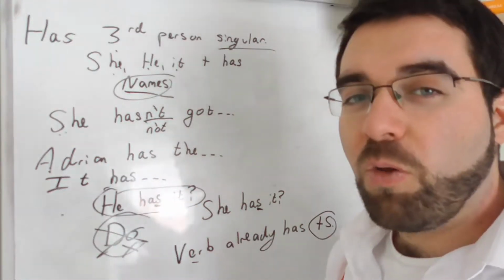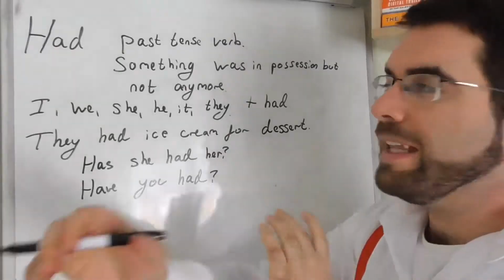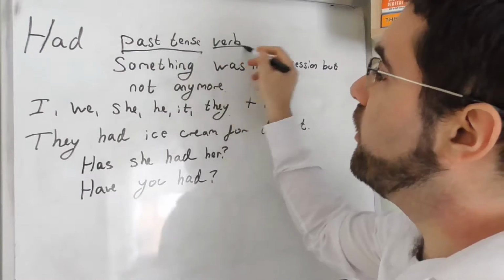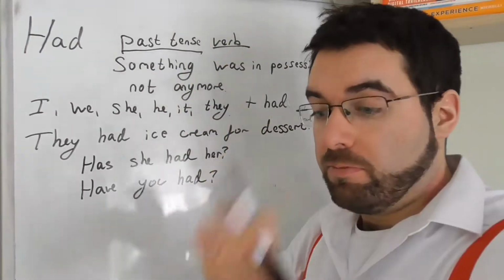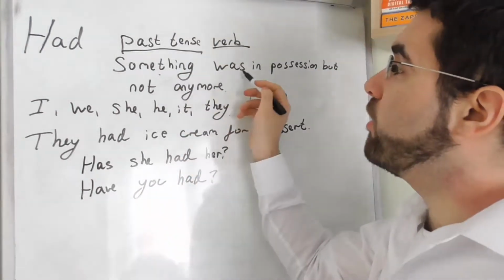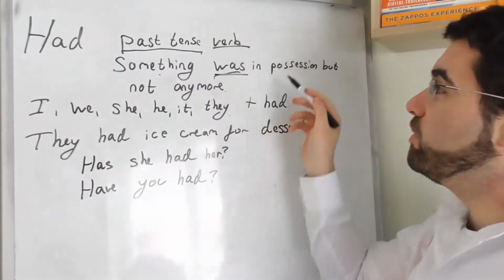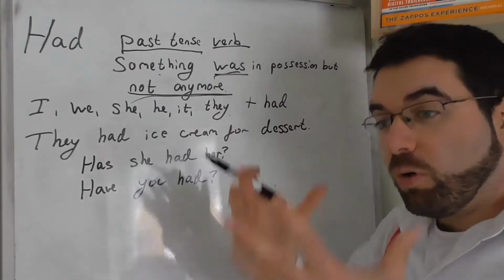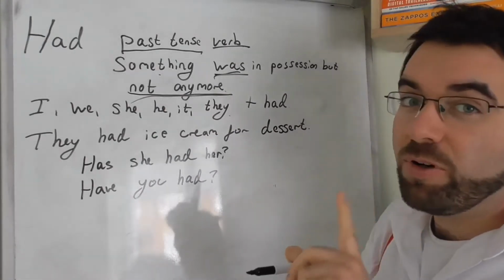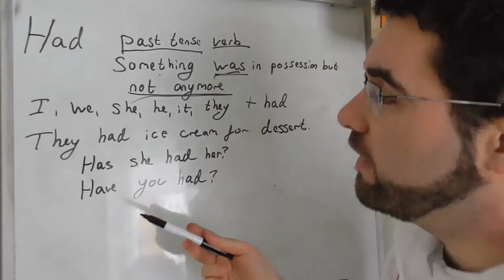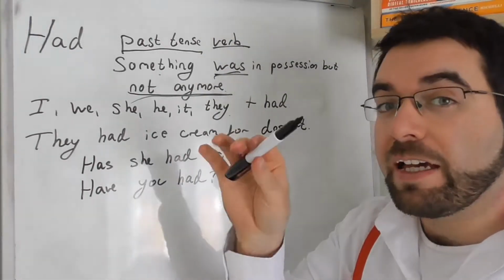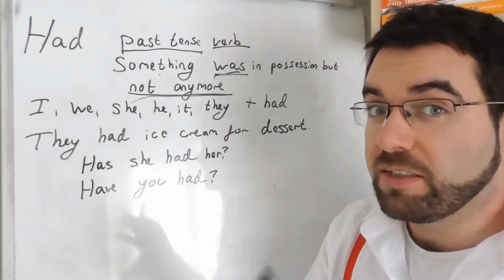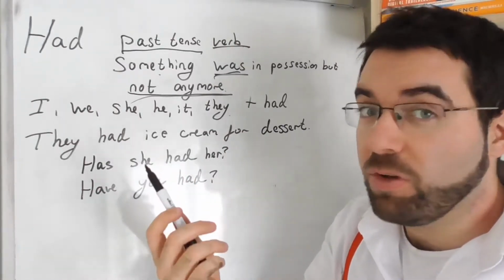Let's look at one more then. So lastly then, had is the past tense verb. In the past. So something was in possession, but not anymore. It was in your possession, but not anymore, for reasons being. So no more. I had a pen. I had 2 pens actually. I had quite a few pens. I had, but not anymore.